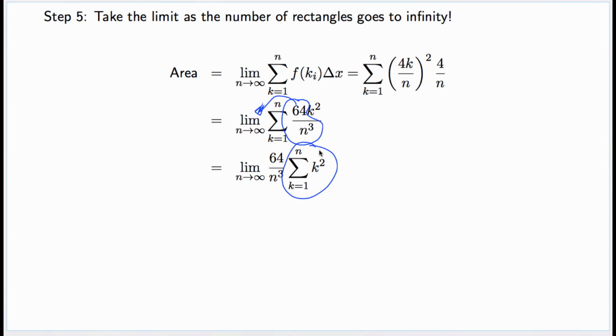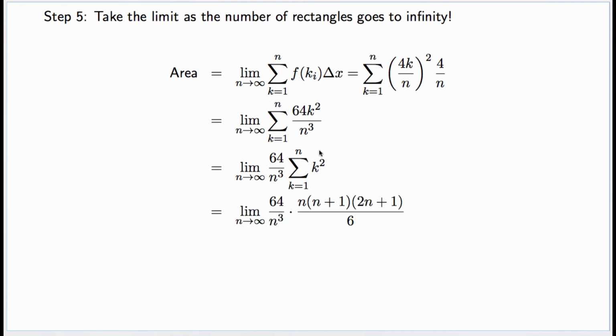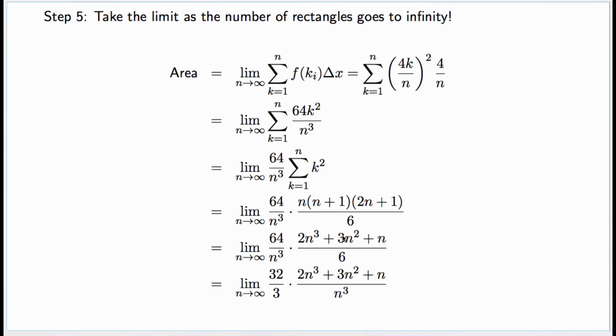And that's one of the formulas, the sum of the first n squares, that I'll give you. So that's n times n plus 1 times 2n plus 1 over 6. And now we just have a limit as n goes to infinity. And we've had a lot of practice in class doing those. So this just becomes limit n goes to infinity, 64 over n cubed. I'll expand out the top. 64 over 6 gives us 32 over 3, and then this final limit, 2n cubed plus 3n squared plus n all over n cubed, that becomes 2 plus 3 over n plus 1 over n squared, and as n goes to infinity, 3 over n and 1 over n squared go to 0, so that just gives us 2. So we end up with 32 over 3 times 2, or 64 over 3.